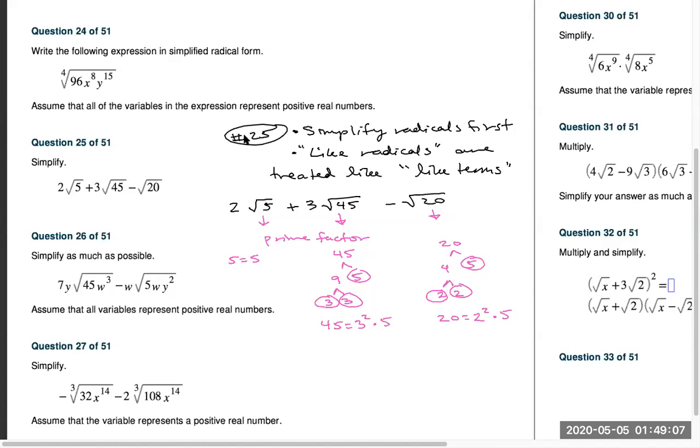So what we have here, we have 2 square root 5, already prime, so I'll just leave it black again, plus 3 square root of 3 squared times 5, and then minus root 20, which is 2 squared times 5. So keep the 2 root 5. You have 3 here. A 3 will come out from here and be multiplied to the 3 in front. And then the 5 doesn't have a pair, so keep root 5.